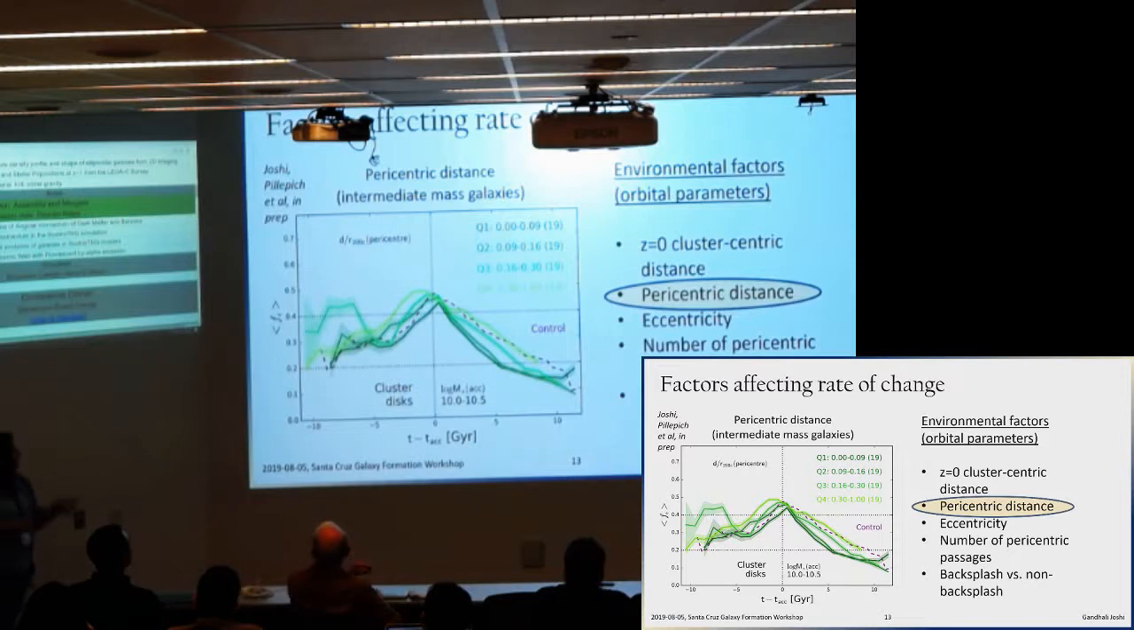So we've looked at various environmental factors that could affect this rate of change. I'm just showing you one of these for the intermediate mass galaxies, because this is probably the one that actually made a big difference.